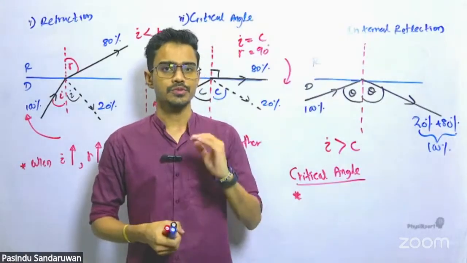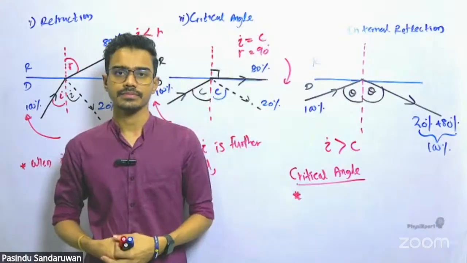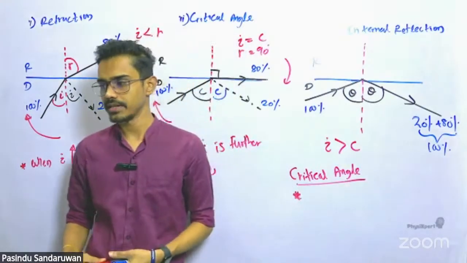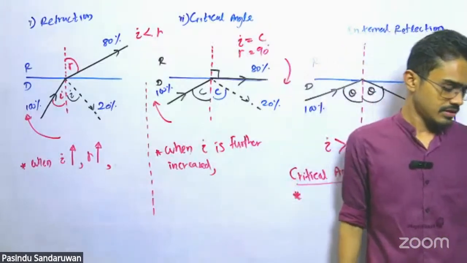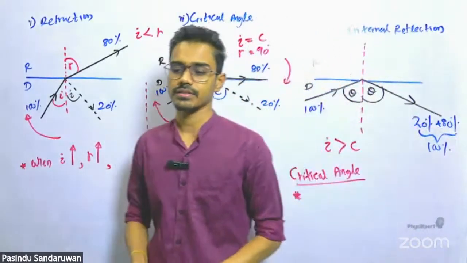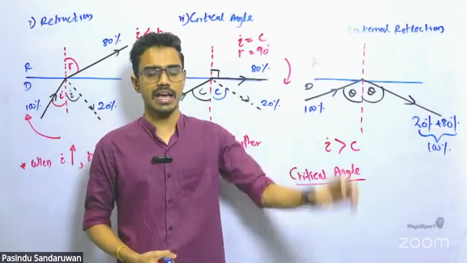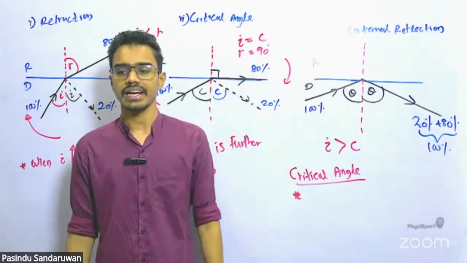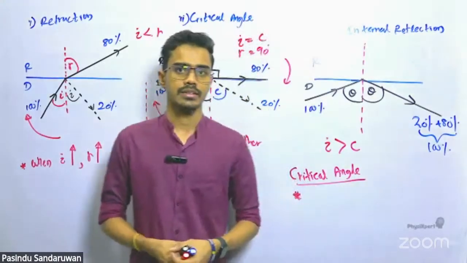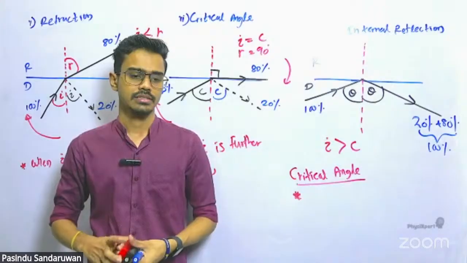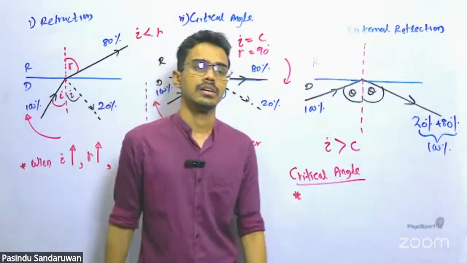When refracted ray travels through the interface between two media is defined as critical angle. Okay.